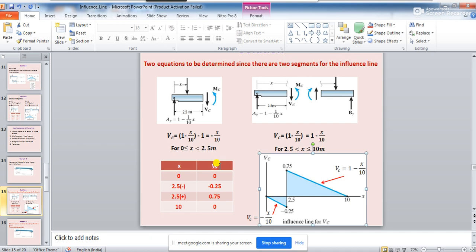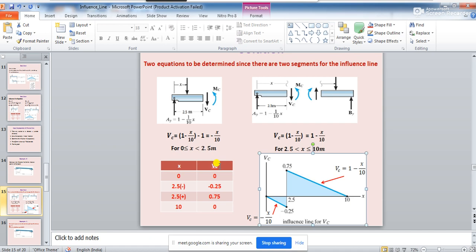Yes, sir. So do you have any doubt? Please tell, because if you do not have this understanding clear, then it will be a little bit difficult to understand the later part of this influence line diagram. So I hope you have got it.